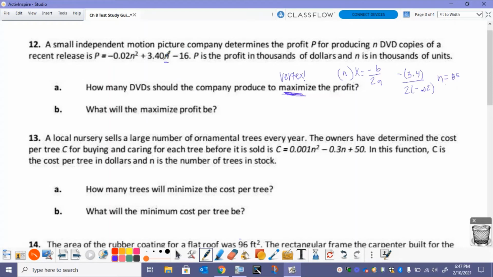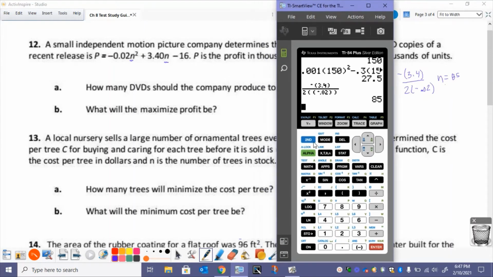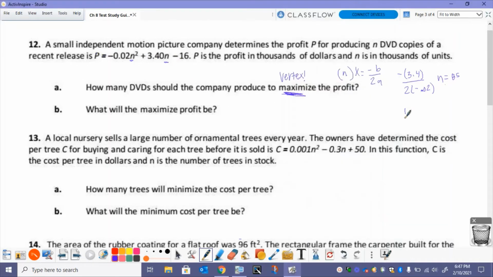Now we're going to take that and plug it in anywhere we see an n. So come back over here to your calculator. Negative 0.02 times 85 squared plus 3.4 times 85. Anywhere you plug this in, by the way, you're multiplying, so put it in parentheses, minus 16. And we get 128.5. So that is our value for P, right? P equals this whole thing worked out, so P equals 128.5. So that is our vertex, (85, 128.5).